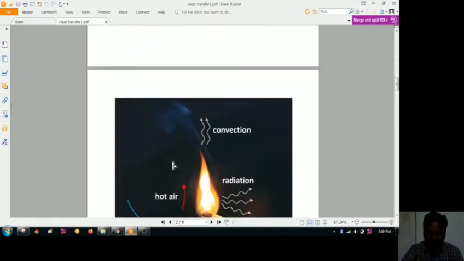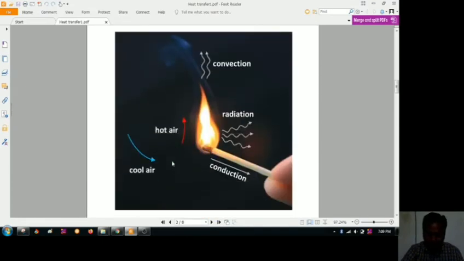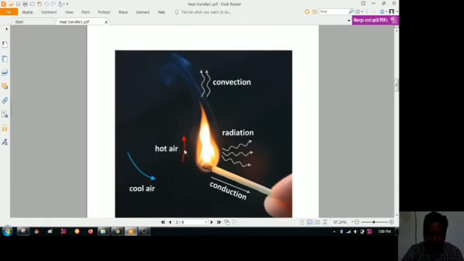Next we'll see one more example here. As you can see, one of the heat sources here. You can see the phenomenon of convection: first when it touches the heat zone, it is initiated with the heat.